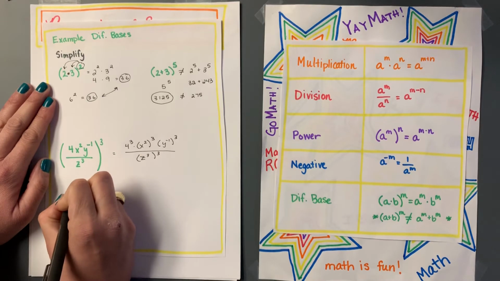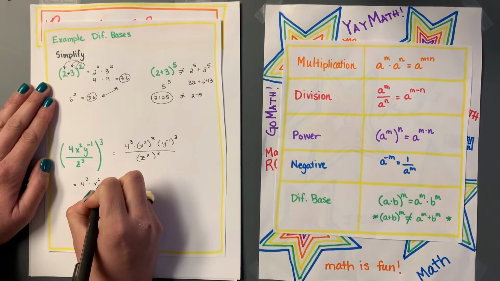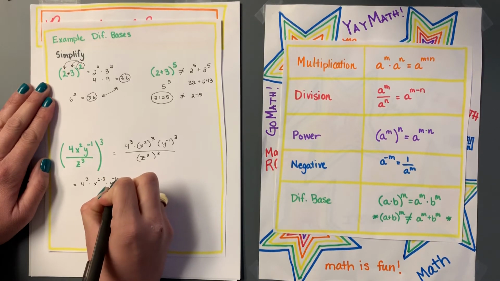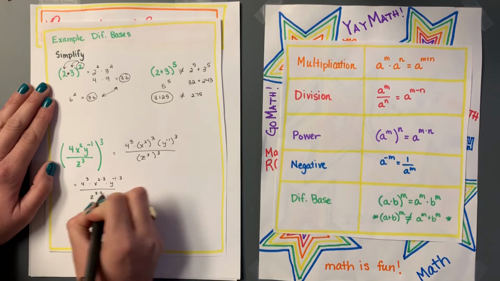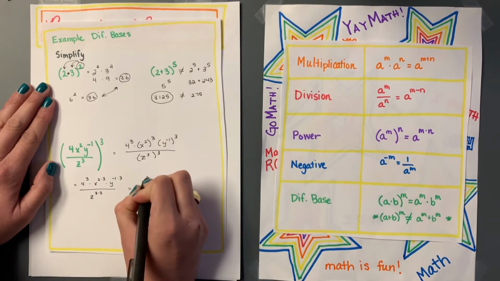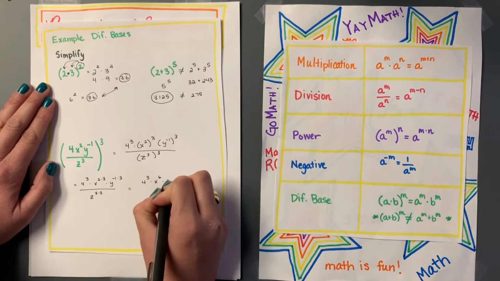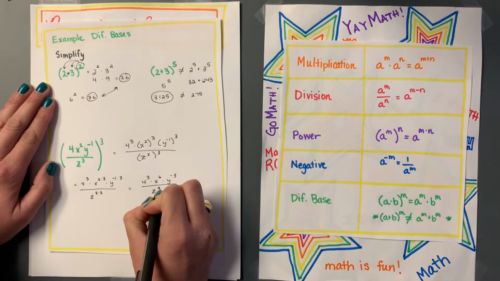So I have 4 cubed times x raised to the 2 times 3 times y raised to the negative 1 times 3 divided by z raised to the 3 times 3. So I am going to simplify that down. 4 cubed, x to the 6, y to the negative 3 divided by z to the 9.